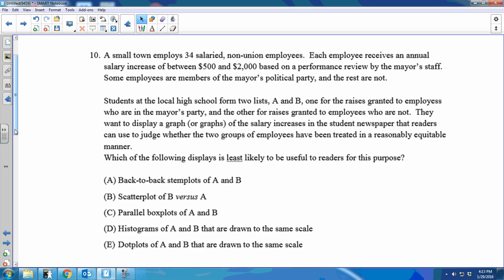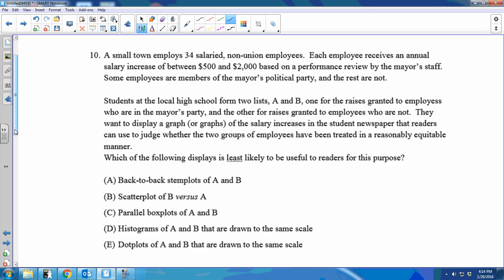Students at a local high school form two lists, A and B. One is for the raises granted to employees who are in the mayor's party and the other for raises granted to employees who are not. They want to display a graph or graphs of the salary increases in the student newspaper that readers can use to judge whether the two groups of employees have been treated in a reasonably equitable manner. Which of the following displays is least likely to be useful to readers for this purpose?